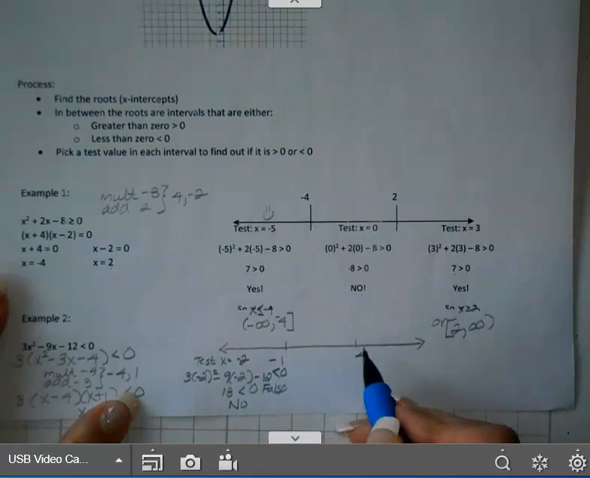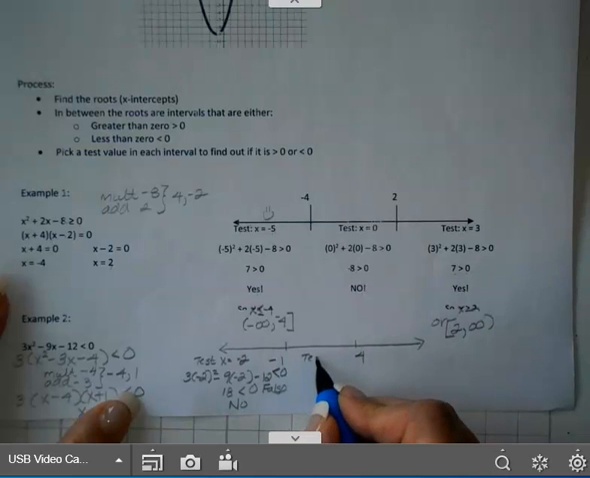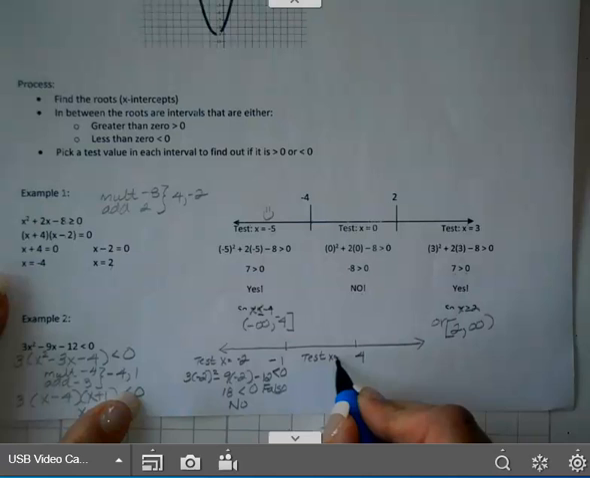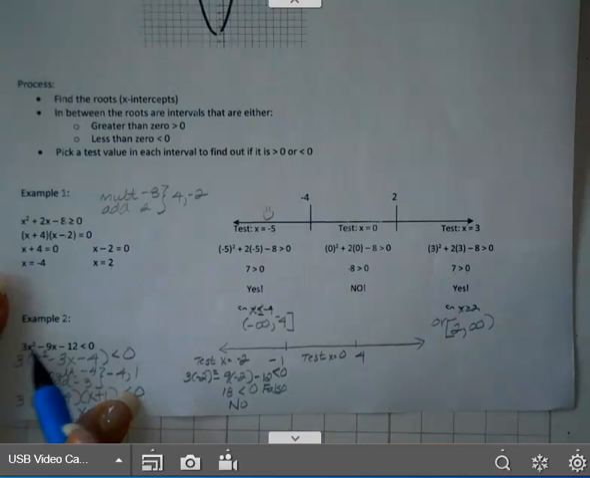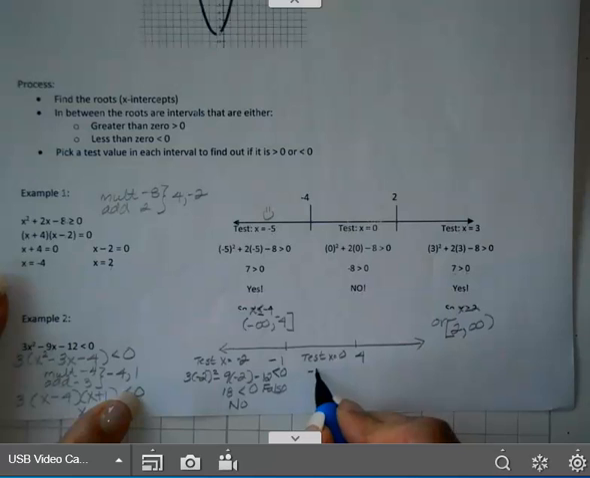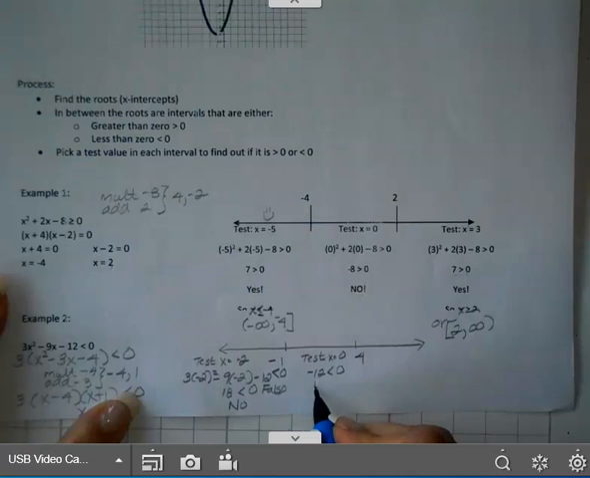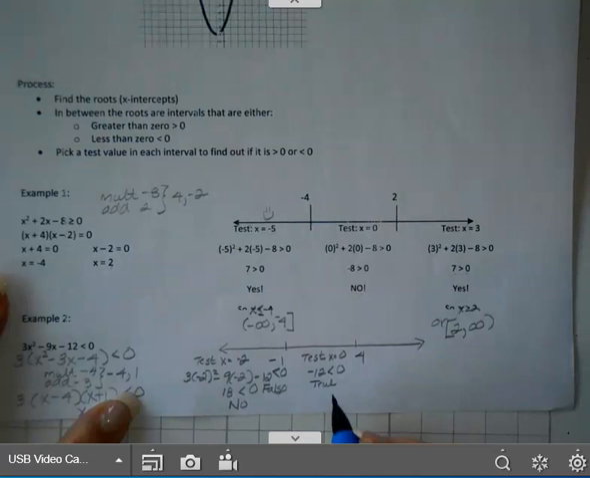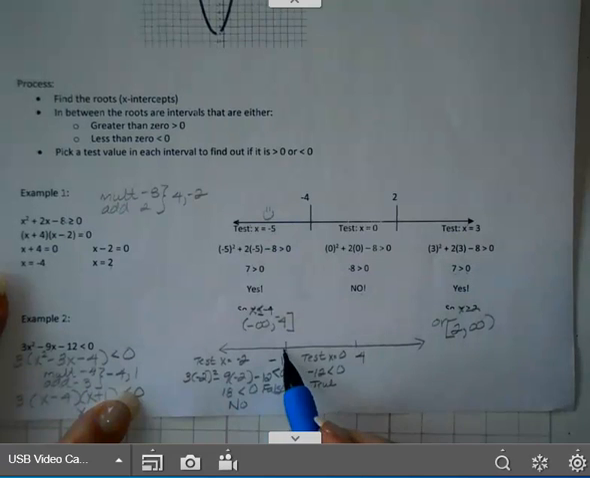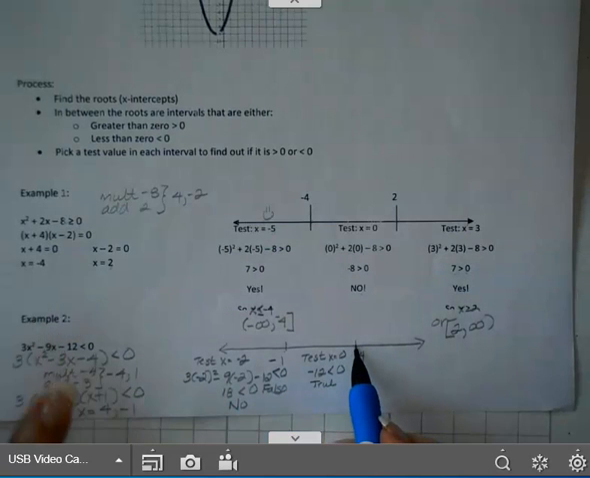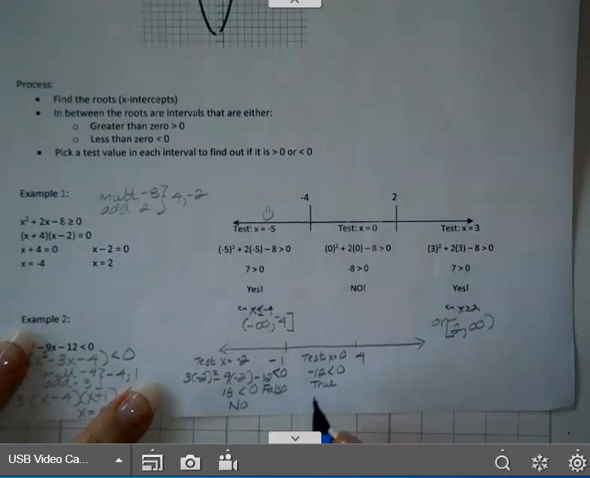If I pick something between -1 and 4, so maybe test x equals 0. So that's going to be 0, 0, -12. So is -12 less than 0? And that is true. So my statement between -1 and 4 is true, but since it cannot be equal to 0, -1 and 4 make that 0. So I can't include those. So it's going to be -1 to 4 with parentheses.